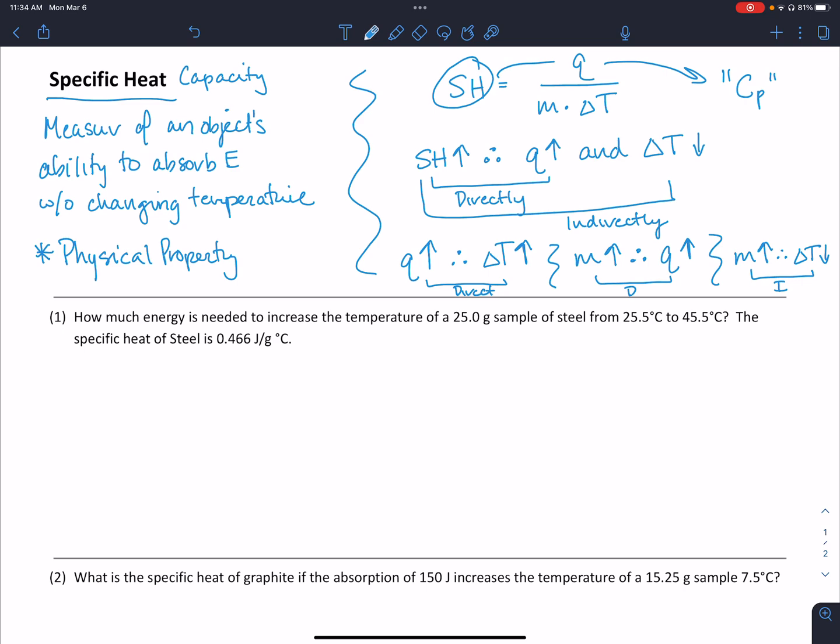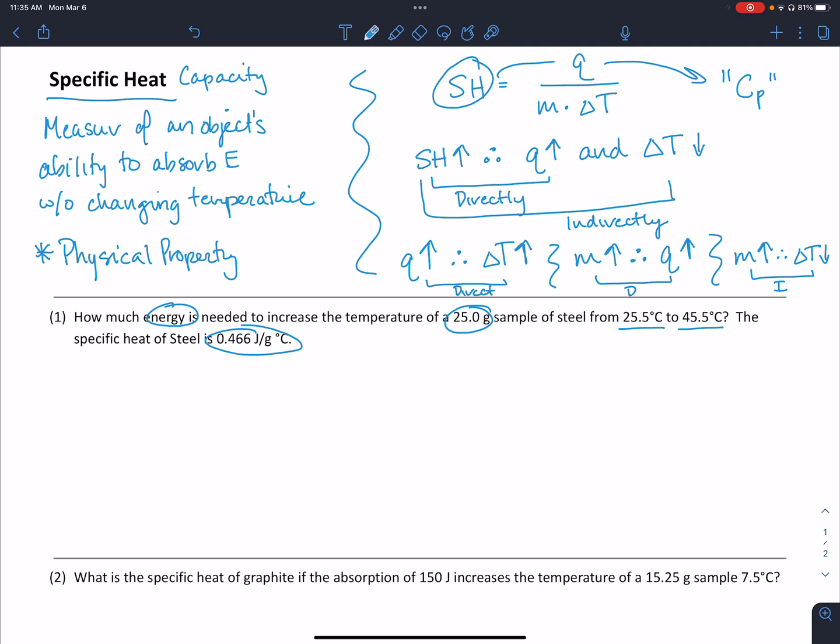So let's look at problem number one. How much energy is needed to increase the temperature of a 25-gram sample of steel from 25.5 to 45.5 degrees Celsius? The specific heat of steel is 0.466 joules per gram degrees Celsius.